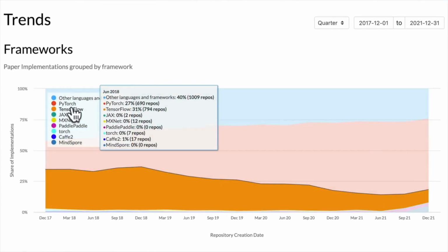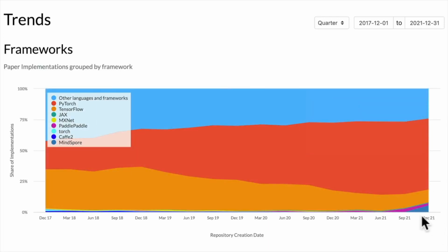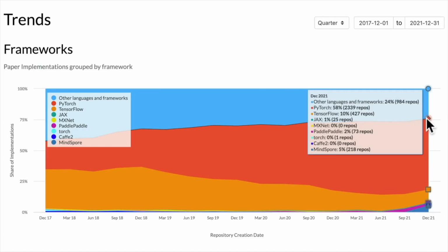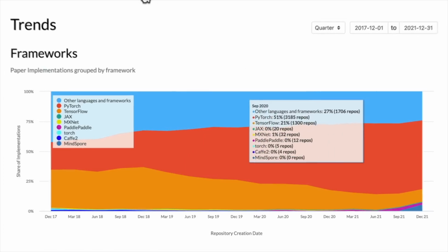So we have some other languages here, other deep learning frameworks. PyTorch, TensorFlow, JAX is another one, MXNet, Paddle, the original Torch. So PyTorch is an evolution of Torch written in Python. Caffe2, MindSpore. But if we look at this, when is this? Last date is December 2021. I'll highlight PyTorch at 58% there. So by far and large, the most popular research machine learning framework used to write the code for state-of-the-art machine learning algorithms.